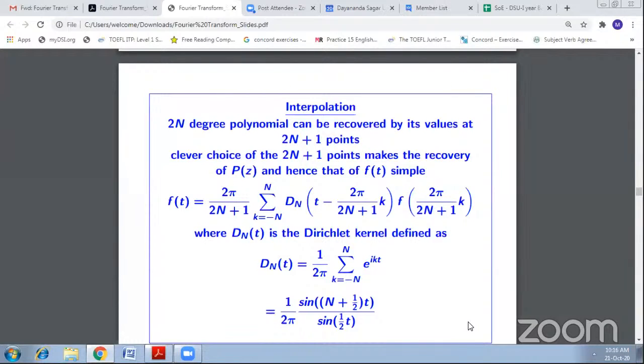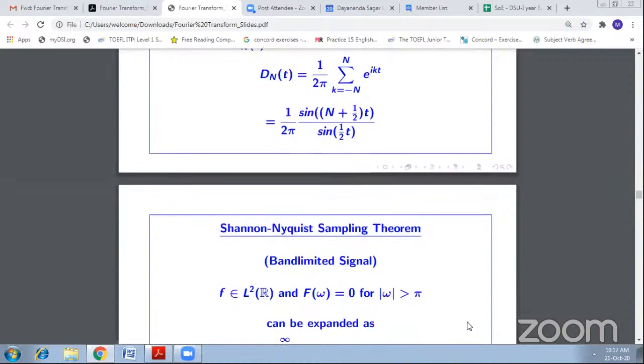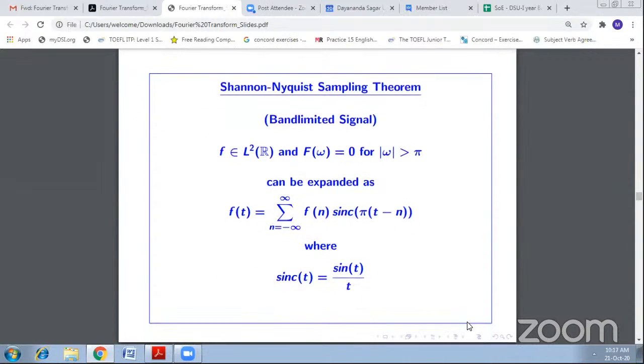So once you know the value of the function at 2n plus 1 points, for such functions, we can recover the function by means of this Dirichlet interpolation formula. So I'm not writing the Lagrange interpolation, I'm not writing the Newton interpolation, but Dirichlet said for periodic functions, this is the right interpolation. By sampling the function at these 2n plus 1 points, we can recover the function f of t. The continuous analog was the famous sampling theorem of Shannon-Nyquist.